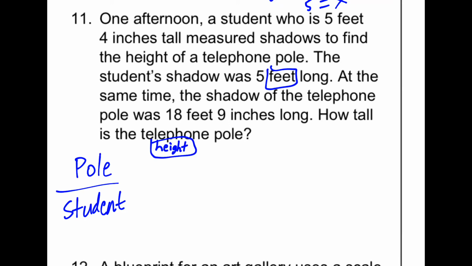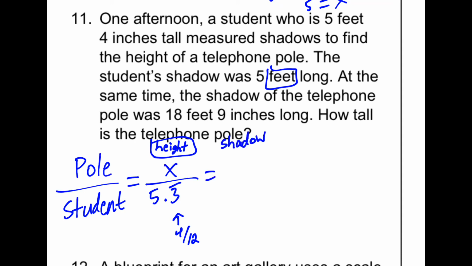So if we think about height, we know the height of the student. That'll go on the bottom of this fraction. We know it's 5 feet and 4 inches, so that's going to be 5.3 repeating, because if I take 4 inches out of 12 inches, I get that decimal. I don't know the height of the pole, so I'm going to leave that as an x.